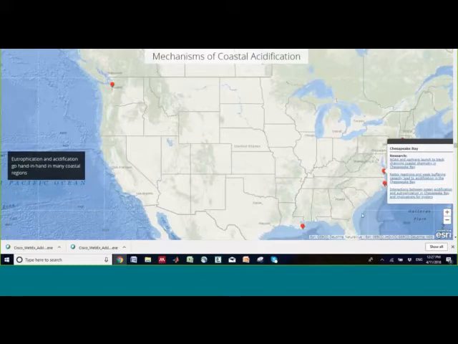So I just wanted to point out that right now we don't have a dot here for the central region of the South Atlantic Bight, because we are still working on it, and I have actually just started working on it, and I'll talk a little bit about that in a minute.